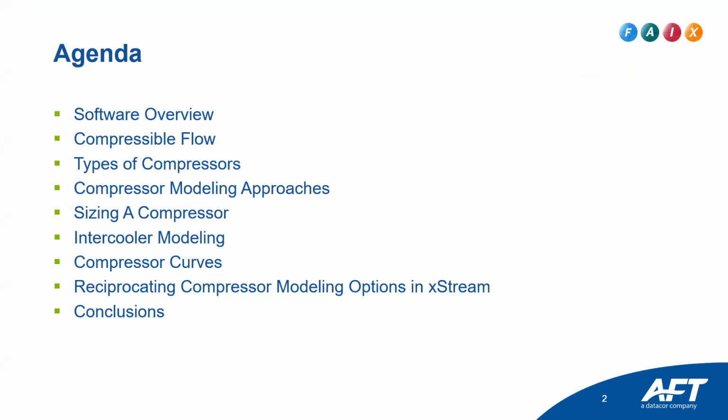I'm going to give you a brief overview of our software with a focus on AERO. We'll talk about some compressible flow concepts, the types of compressors that are out there, and which modeling approaches to use for each type. And then we'll go through an example of sizing a compressor using AERO. We'll add an intercooler to that compressor, and finally a compressor curve to that compressor. And then we'll go over how you can model reciprocating compressors in EXTREME as far as acoustic analysis, and then some conclusions.